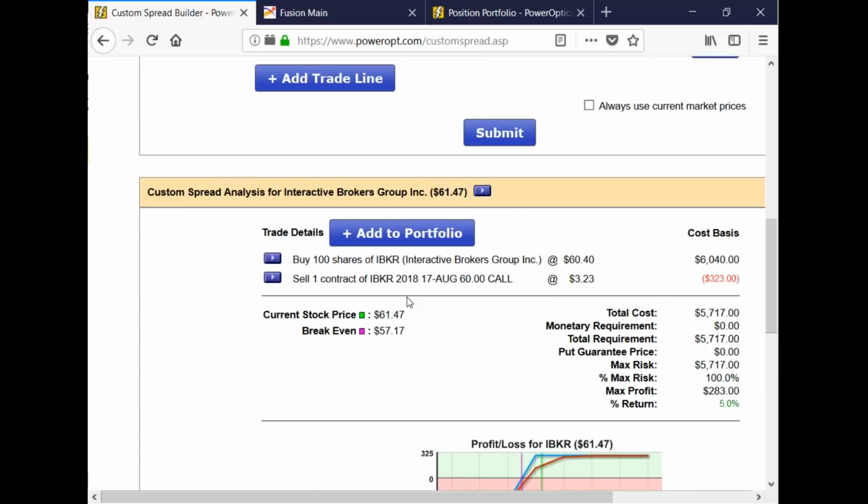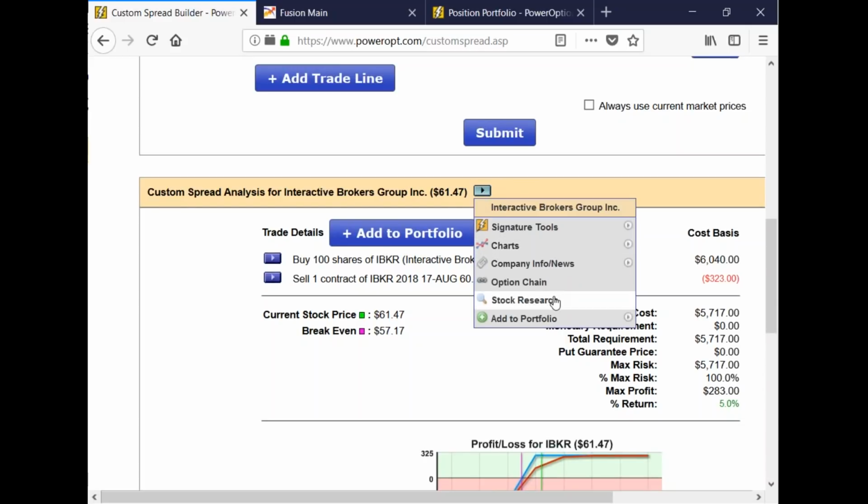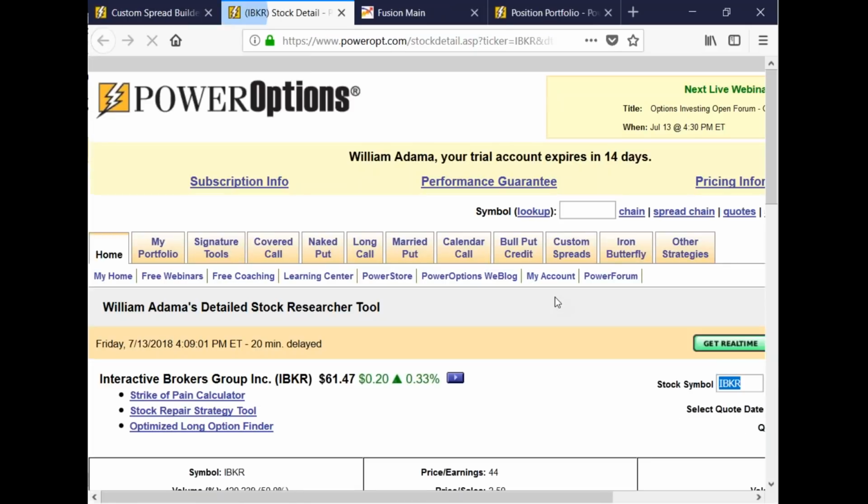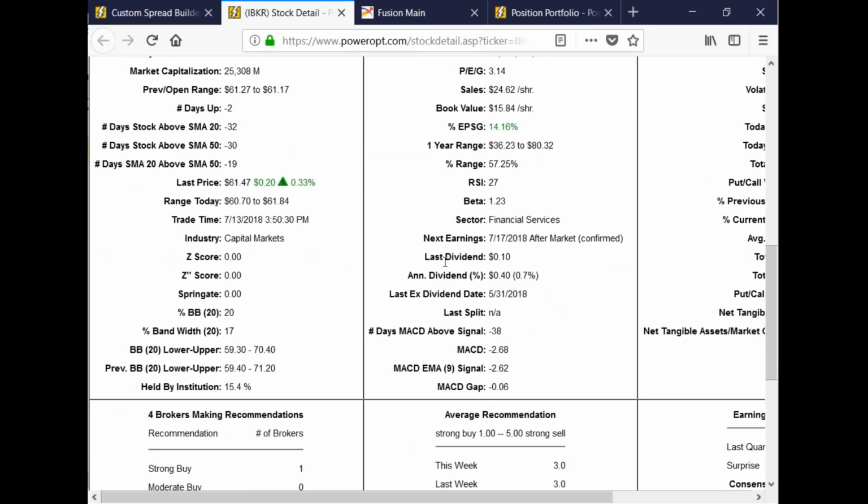Remember, Dwight, at any time when you're looking at a stock, you're using the custom spread tool, you can use the Edit More Information button here to just go to Stock Research. And right in the center here, it shows you the last expected dividend, the annual dividend percentage as well, so you can get a gauge, and of course, when the last ex-dividend date was.